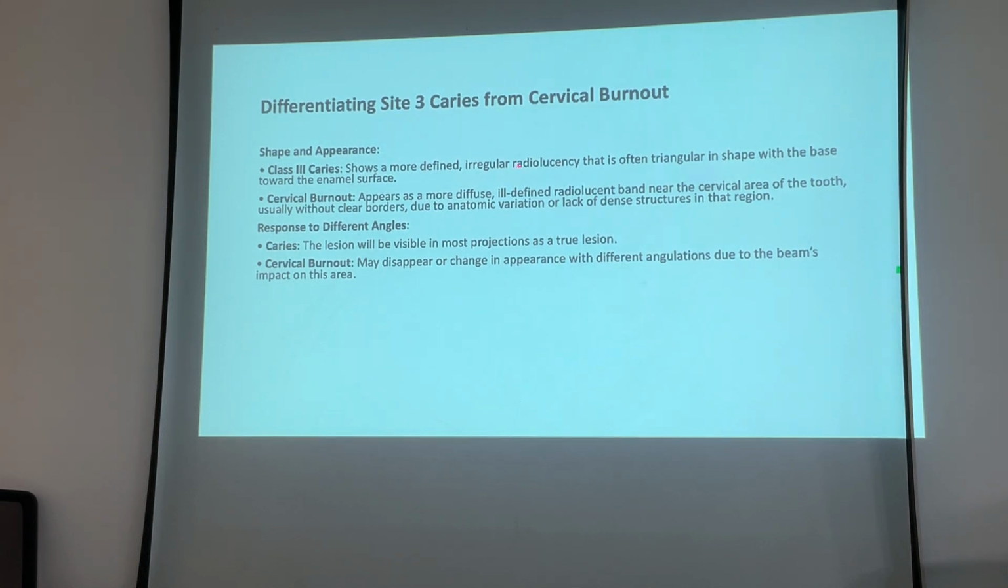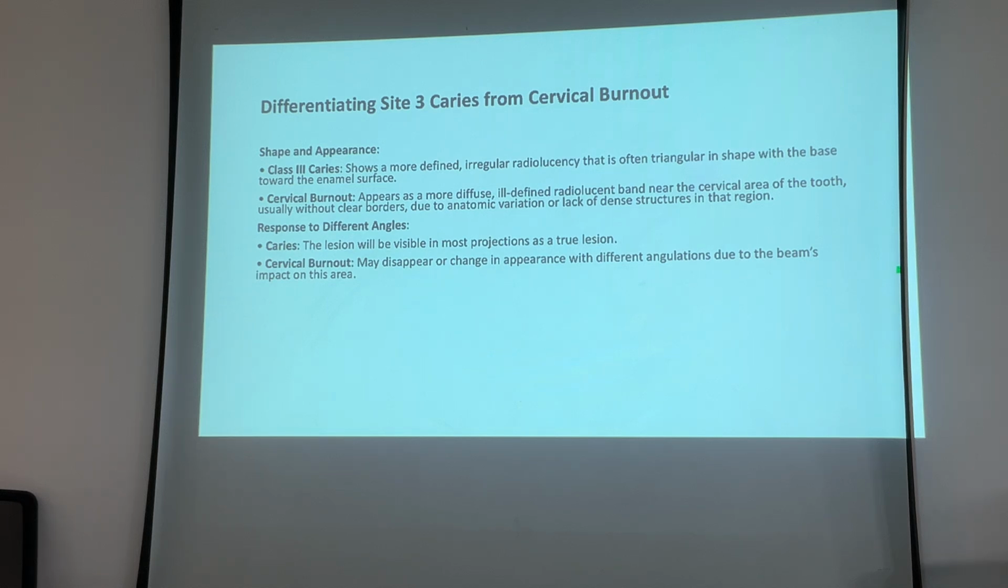So the outline is an ill-defined radiolucent band, usually without clear borders due to anatomic variation or lack of dense structures in that region. And we both know that caries is a lesion that will be visible in most projections as a true lesion, because that is caries.